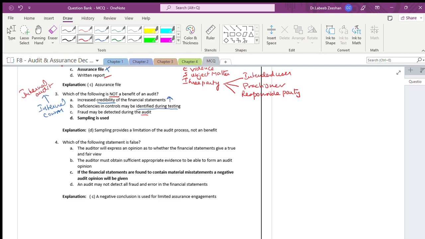Sampling is a different concept as such, is it right? Sampling means they will take a sample to test. Sampling is a limitation of the audit process. When you are talking about sampling, it is a limitation of the audit process. It means we are not going to test each and everything with respect to the audit. We will test only the samples. Fine. That's what it says.